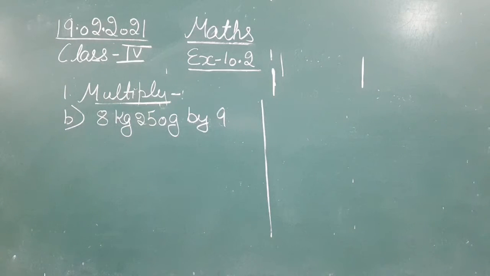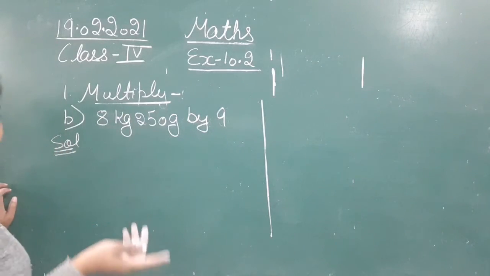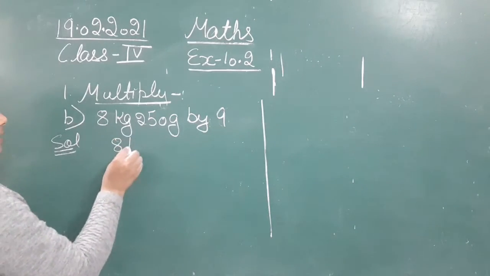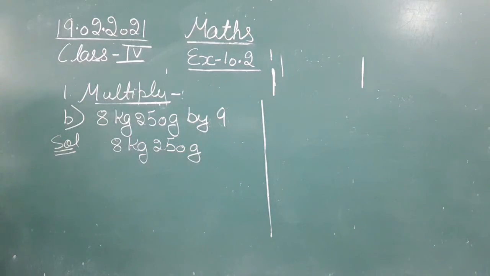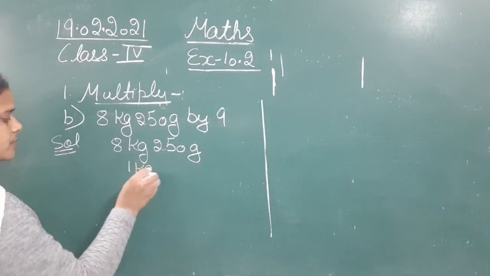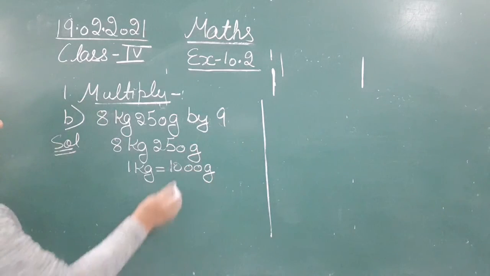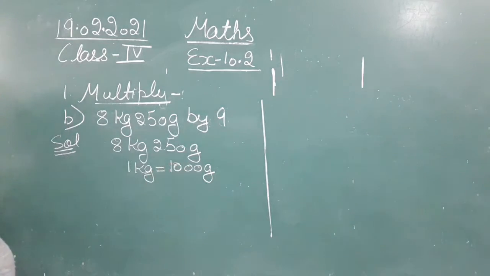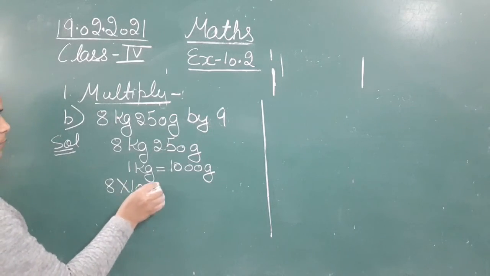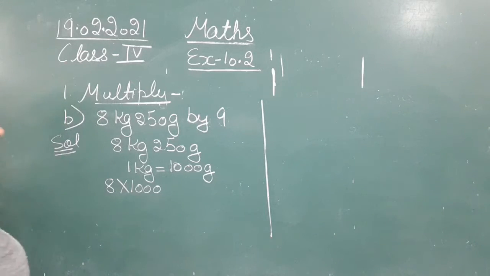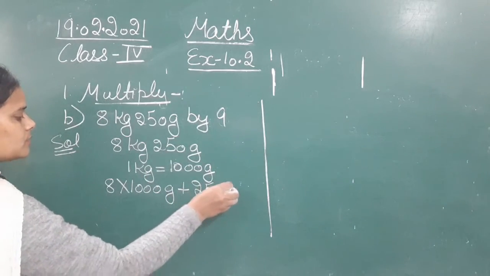Now we will multiply this. Let's do the solution. First of all, as in the previous sum, we will do the conversion first. That is 8 kg 250 grams. 1 kg is equal to 1000 grams. So 8 kg we need to convert into gram. We will multiply it with 1000 and it will become gram. And that 250 is already in gram, so we will write it as it is.